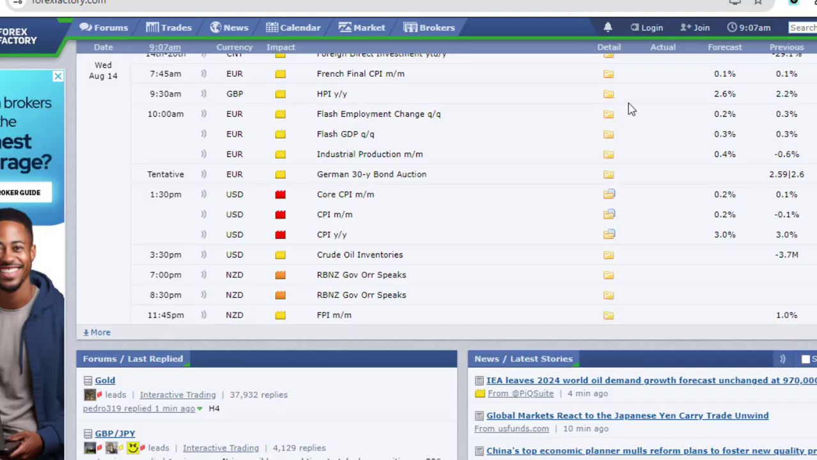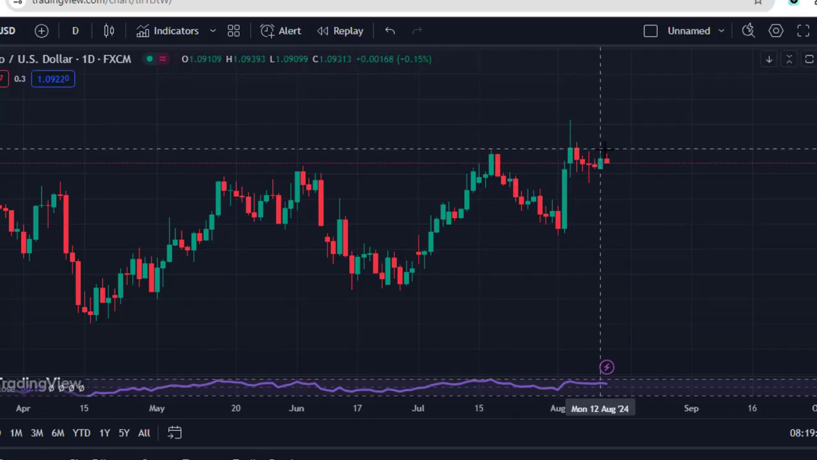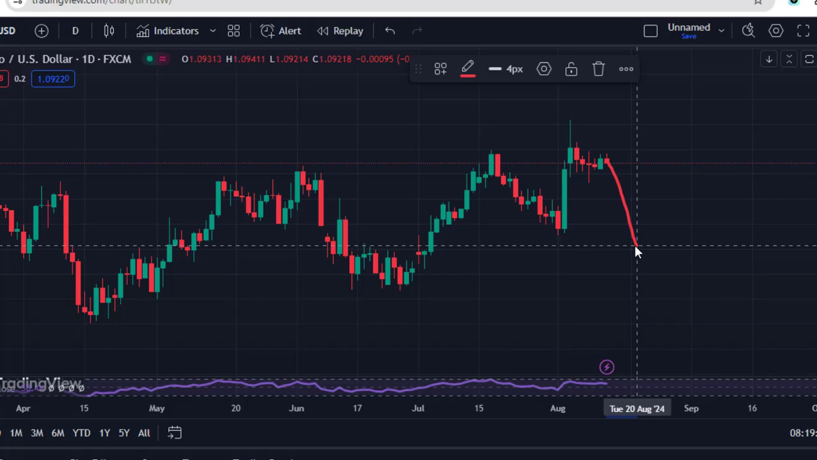And if the data, let's say in this very case, comes out to be 0.25 or 0.3, then it should favor the US dollar. What that means is this very chart should move all the way to the downside. Okay, so this is how you interpret it.